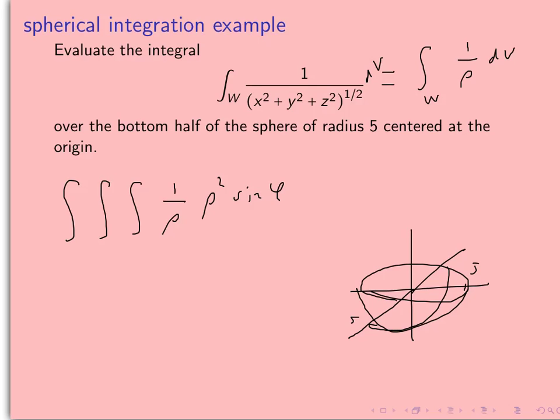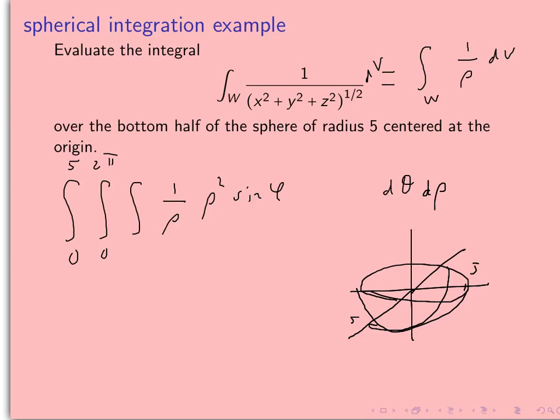I get to pick the order of d rho, d phi, d theta. Let's start with perhaps the easiest one, d rho. The rho values simply go from the origin, and it's a sphere, so no matter what direction I go, I always go out 5. So I go from 0 to 5. For d theta, remember that's the angle that lives in the xy plane, and I go all the way around. So that goes from 0 to 2 pi.